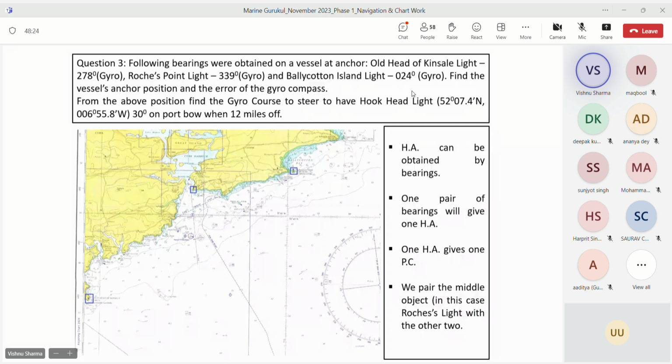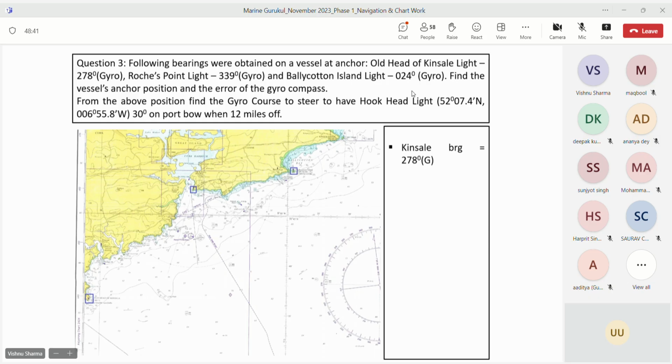You don't have to write all this, guys. This is only for explanation and reminding you. This is not to be written in the answer sheet. No wasting time. What will now start is where your answer sheet work will be done. Now, what will follow now has to be done on the answer sheet. This is on the answer sheet. Now, this is on the answer sheet from here. Kinsale bearing 278 degrees gyro. Roche's bearing 339 degrees gyro. What is the horizontal angle, guys?